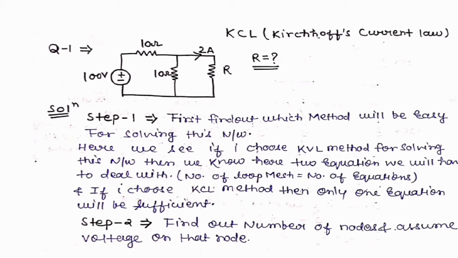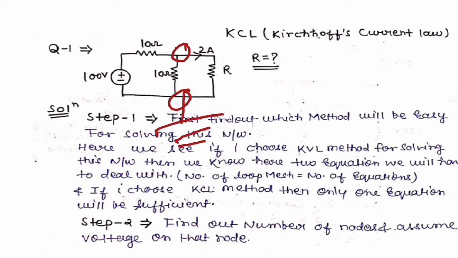Second step: if you find that the KCL method is good, or you can say easier compared to the KVL equation, then we will take the next step. Step number 2: find the number of nodes and assume a voltage on each node. Here you see there are two nodes.